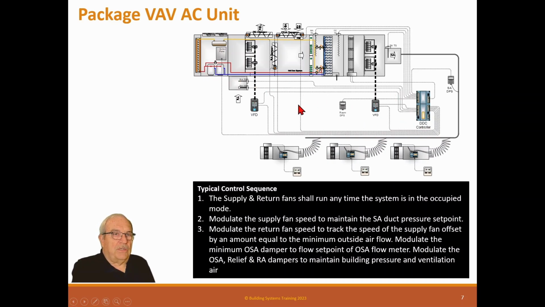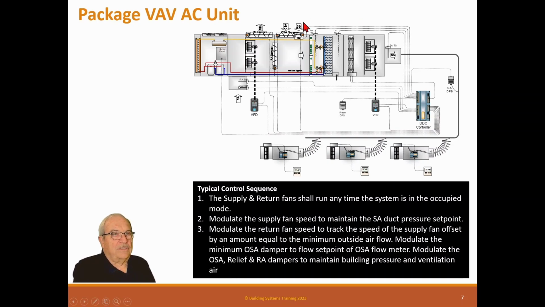A typical sequence for this system would be: the supply and return fan shall run any time the system is in the occupied mode. Modulate the supply fan speed to maintain the supply air duct pressure set point. Modulate the return fan speed to track the speed of the supply fan offset by an amount equal to the minimum outside airflow. Modulate the minimum outside air damper to the flow set point of the outside air flow meter. Modulate the outside air relief and return dampers to maintain building pressure and ventilation air.